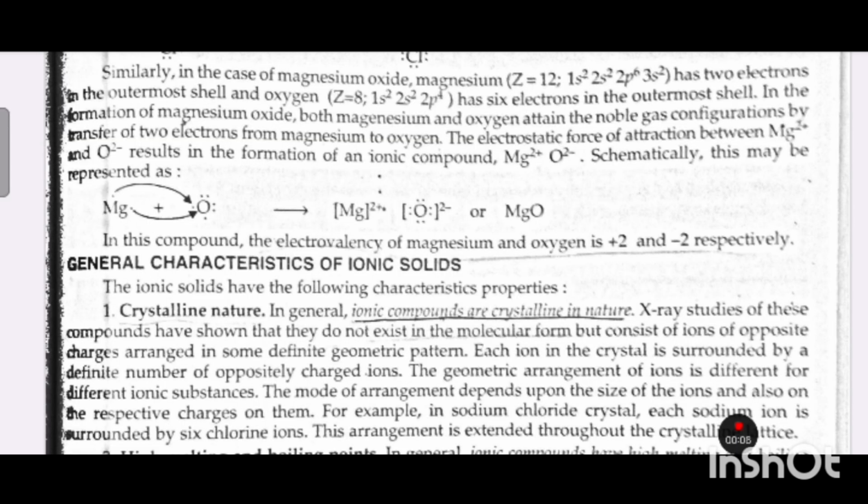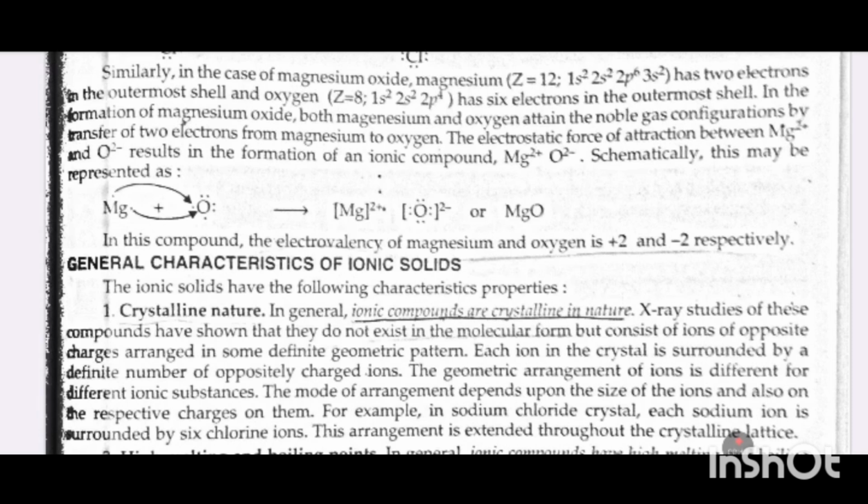Similarly, in the case of magnesium oxide, magnesium, Z equals 12, 1s2, 2s2, 2p6, 3s2, has two electrons in the outermost shell, and oxygen, Z equals 8, 1s2, 2s2, 2p4, has 6 electrons in the outermost shell. In the formation of magnesium oxide, both magnesium and oxygen attain the noble gas configurations by transfer of two electrons from magnesium to oxygen.